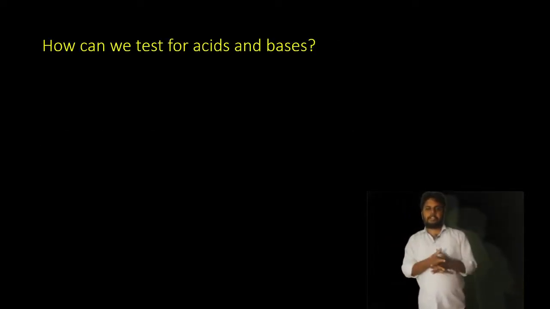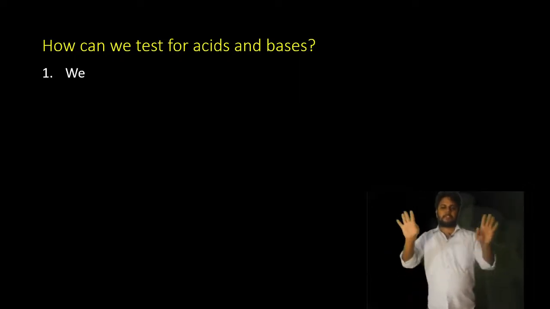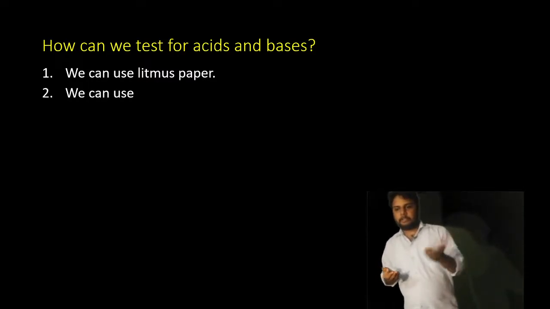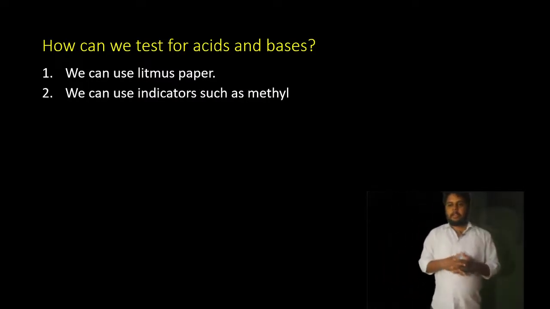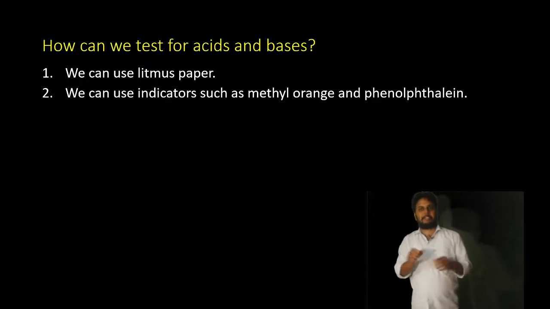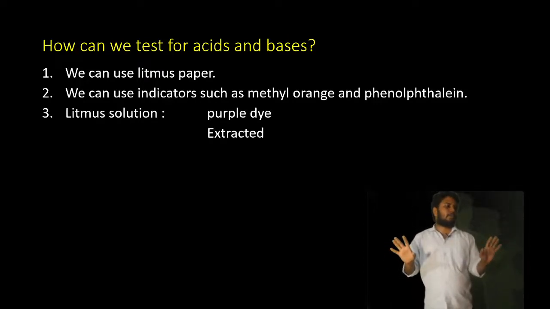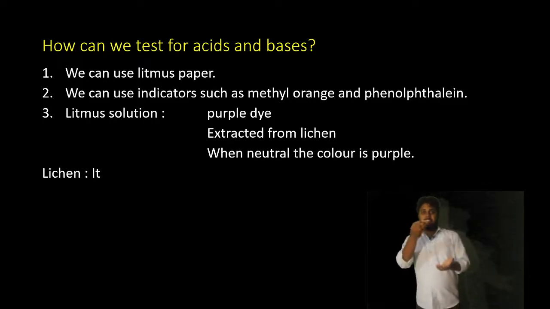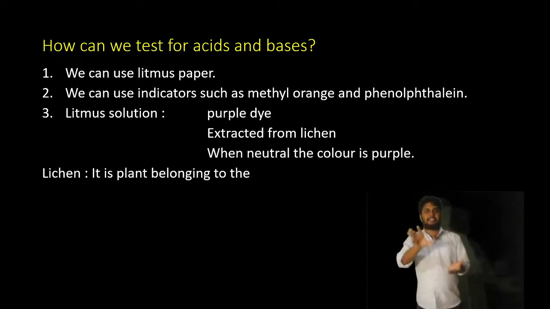How can we test for acids and bases? We can use litmus first, and we can have different reactions as well, and we can use different indicators such as methyl orange, phenolphthalein, etc. These are the indicators that are always used in the lab. That you need to understand. There are natural as well as synthetic indicators.